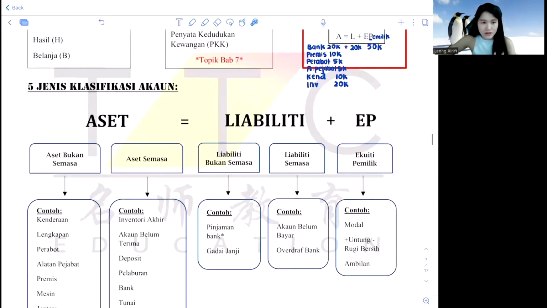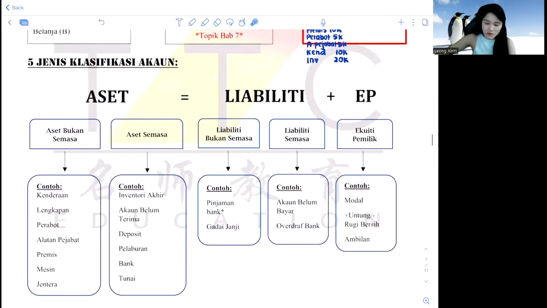Now here, let's talk about the klasifikasi and their details. What is very important, I say, is especially this, asset bukan semasa. So please write down, asset is your harta, your valuables. So we have two types of asset, two types of valuable.